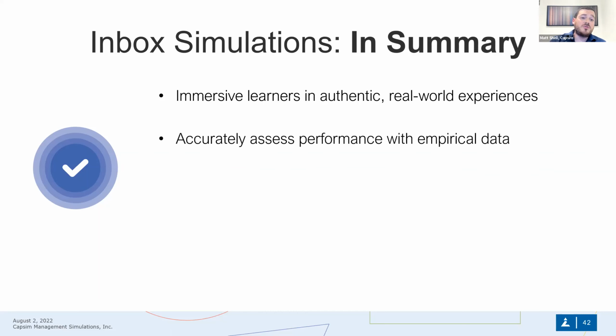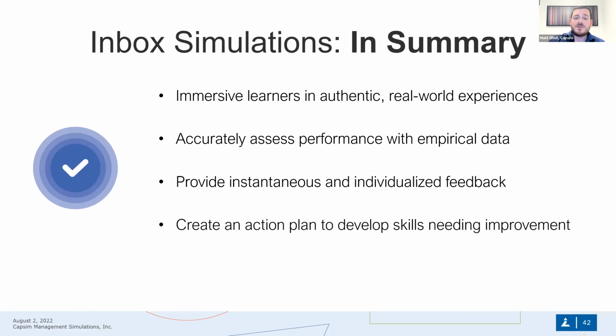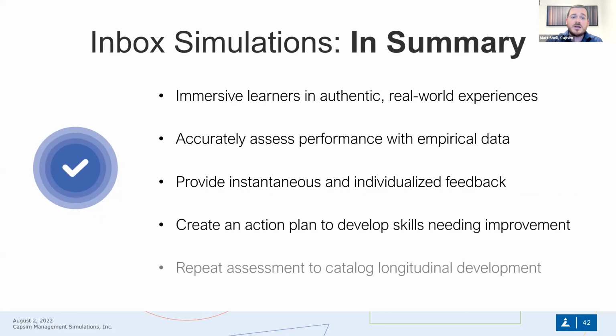And secondly, you can only improve what you can measure, and it has to be an accurate measurement as well. And inbox simulations can provide you with that empirical data necessary to identify those key strengths and to prioritize the improvement of specific skill areas. And just as important as the data is that you need to provide quality individual feedback to learners as soon as possible to increase that learning transfer. And after they have that feedback, that's where the creation of an action plan comes in. That way they can develop those skills that they need to improve on. And that's where inbox simulations can return after the fact, where you can repeat the assessment and catalog how successful their efforts were.